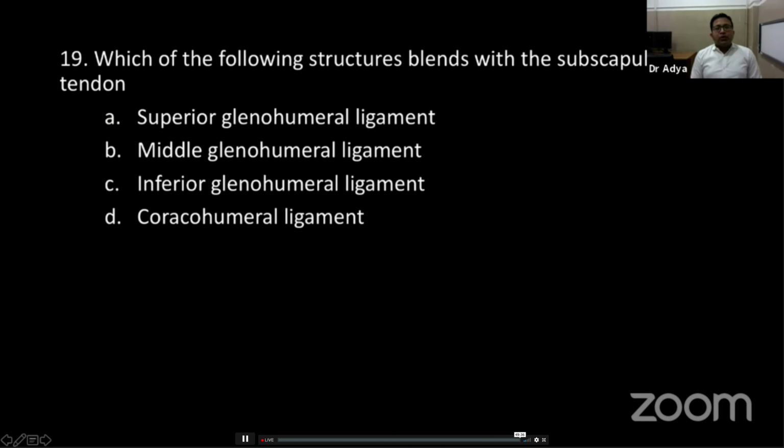Now, question 19, which of the following structures blends with the subscapularis tendon? A, superior glenohumeral ligament, B, middle glenohumeral ligament, C, inferior glenohumeral ligament, or D, coracohumeral ligament? The poll is live, sir.